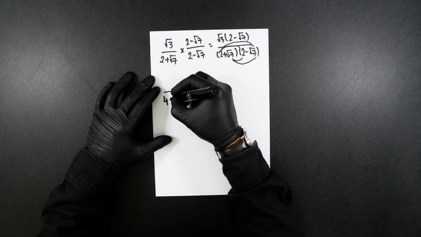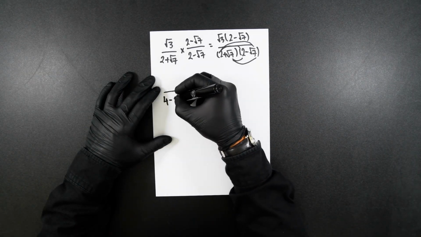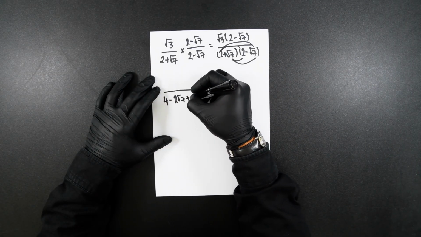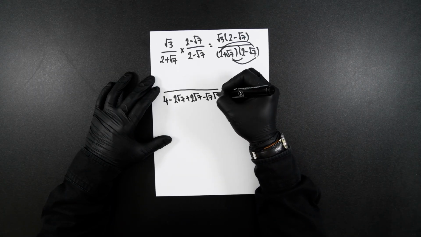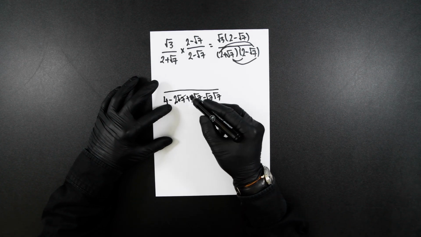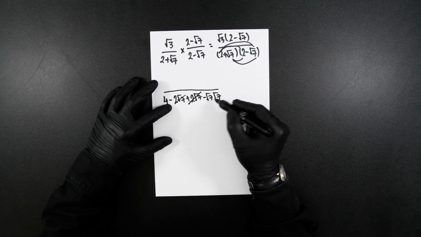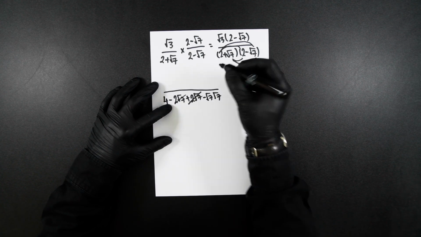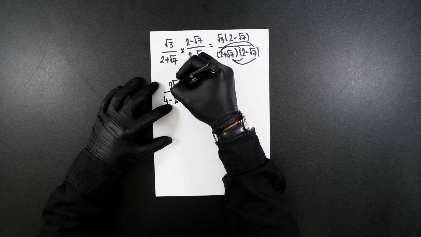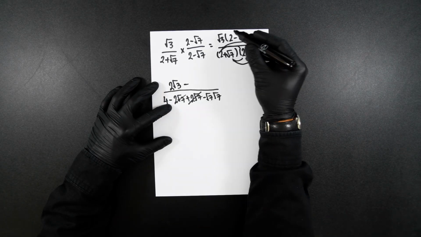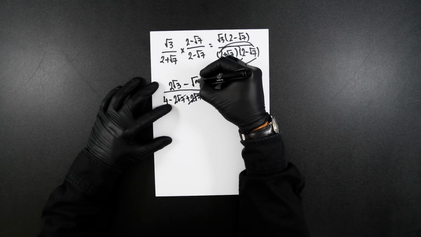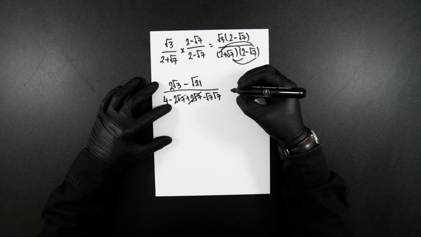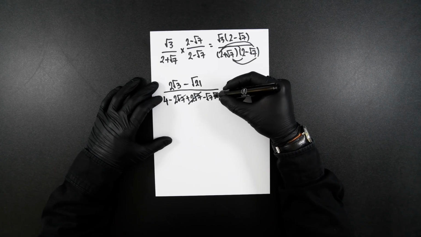So 4 minus 2 root 7 plus 2 root 7 minus root 7 root 7. So these cancel out. And then this would obviously just become 7. But let's also expand the top part. So we're going to get 2 root 3 minus root 3 minus root 7, which is going to be minus root 21. So let's now clean this bottom part up.